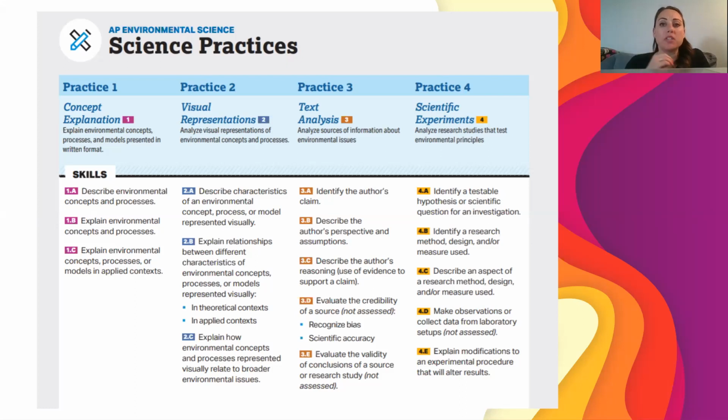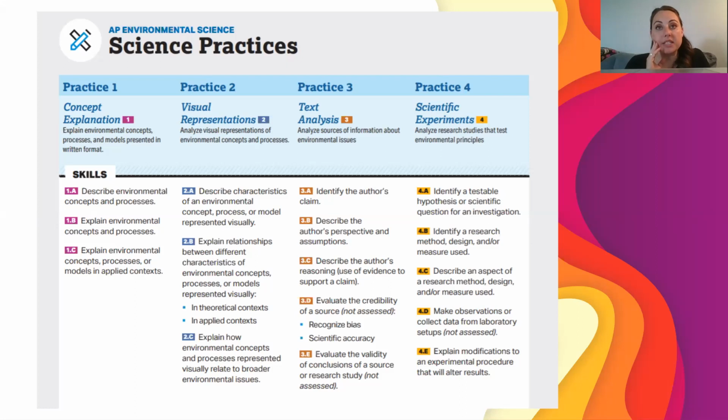Next up is visual representations. Visual representations are typically things like maps or figures, maybe a map of winds or a figure of how winds form. It could be a population pyramid. It could be a plate tectonics visual. It could be something in air pollution that shows you the formation of photochemical smog, and it shows you primary pollutants and secondary pollutants. All of those are considered visual representations. They're not data tables or graphs. We're going to talk about those in a minute.